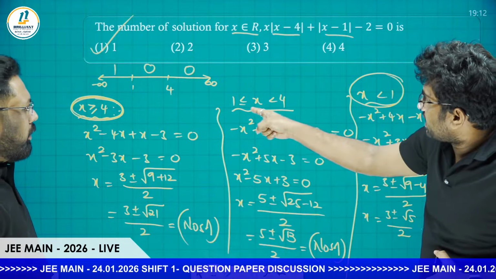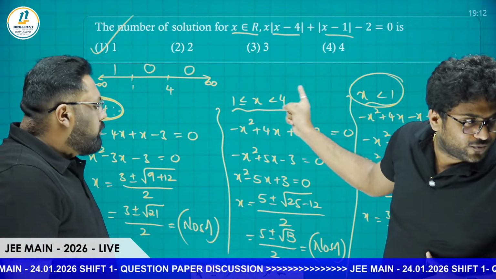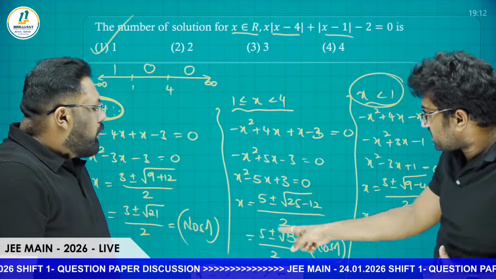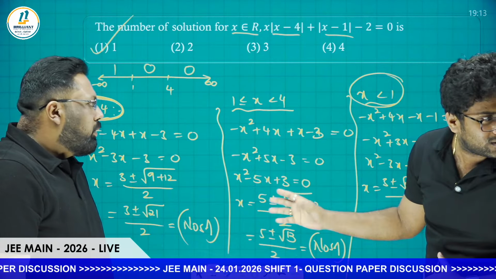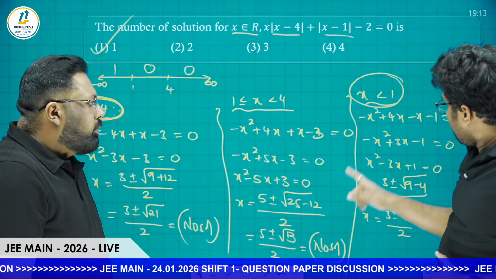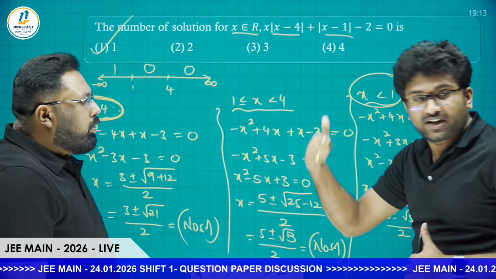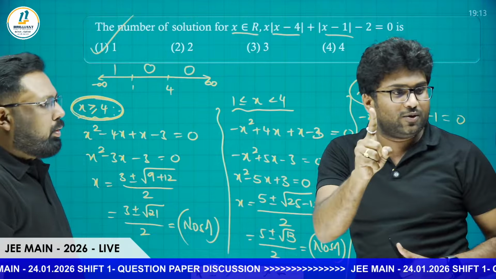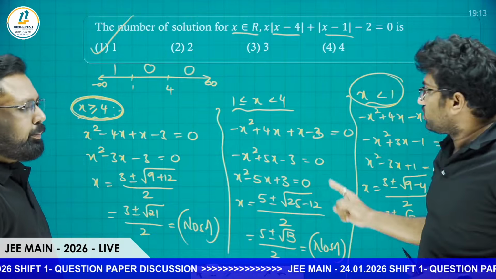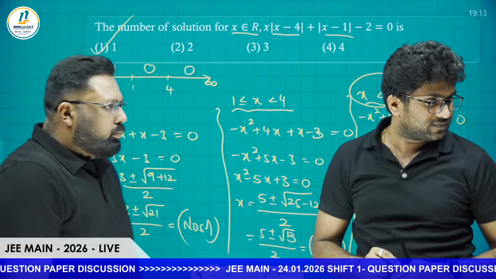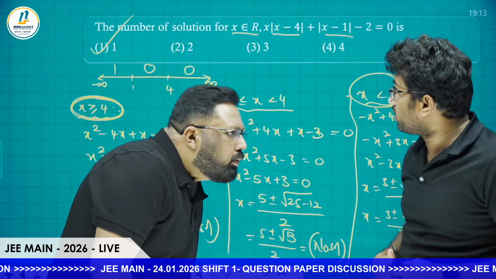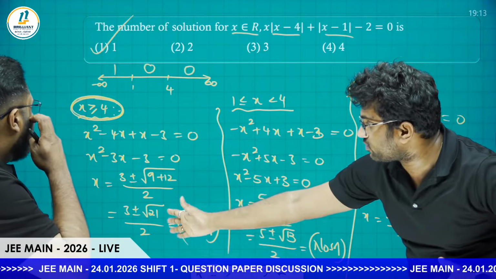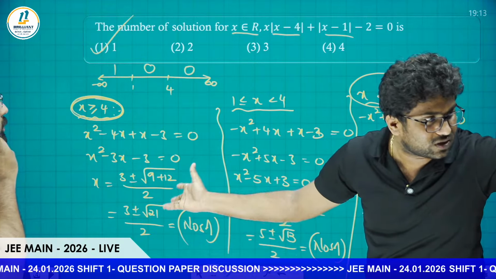And the second case is x lies between 1 and 4. Even in this case, one value will be greater than 4 and one value will be less than 1. So here also there is no solution at all. And in this case, only when we take minus, we will get one value which is less than 1. So hence only one solution. I hope it is okay. There is no x equal to 4; we are not getting any x equal to 4.